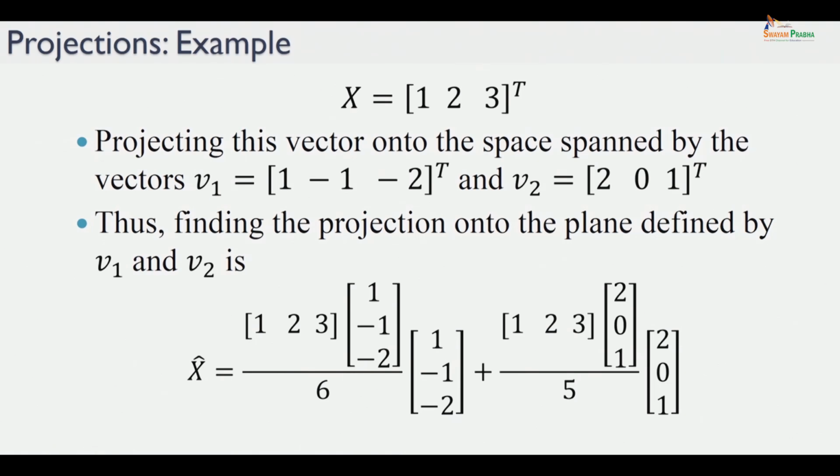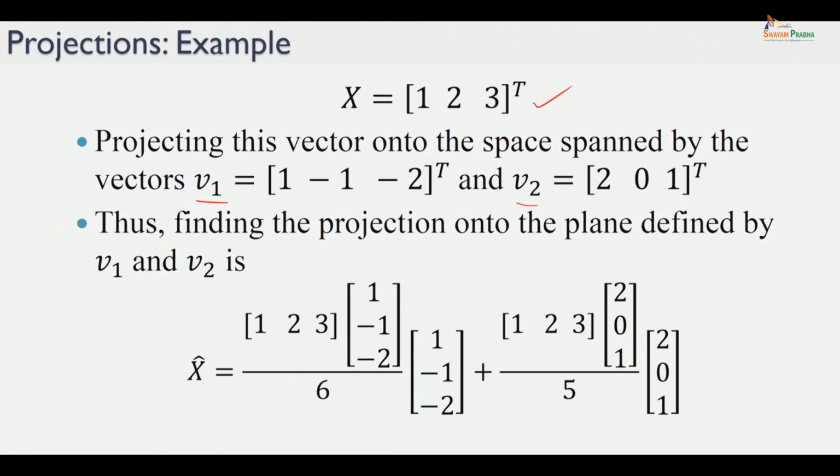Let us take a very simple example. Let us say I have the vector 1 2 3 transpose, so a column vector. So, this is a vector in a 3-dimensional space. Now, let us take 2 vectors and then make a plane. So, let us take vector nu 1, which is 1 minus 1 minus 2, and nu 2, which is 2 0 1, and then try and see whether I can project x onto these.